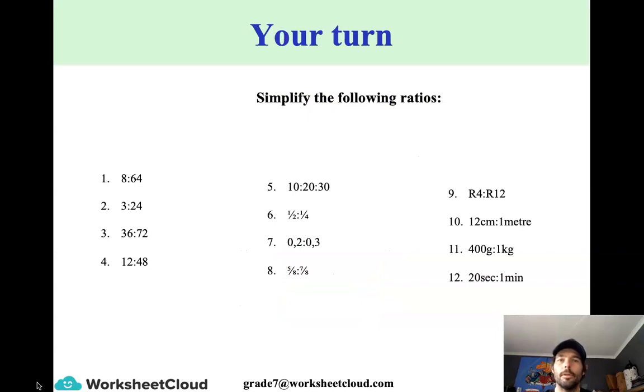Right, it's your turn. I'd like you to simplify those 12 ratios on your screen. Remember what we've just spoken about. You may rewind and go through the last couple of slides just to recap and consolidate that information I spoke about. Give the 12 ratios on your screen a good shot. Press play to see how you get on.